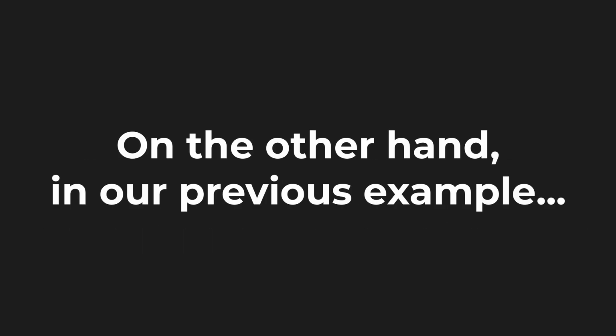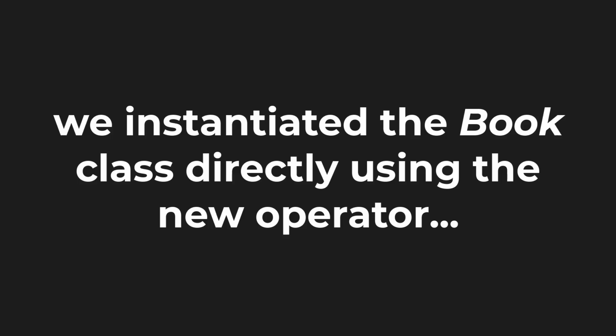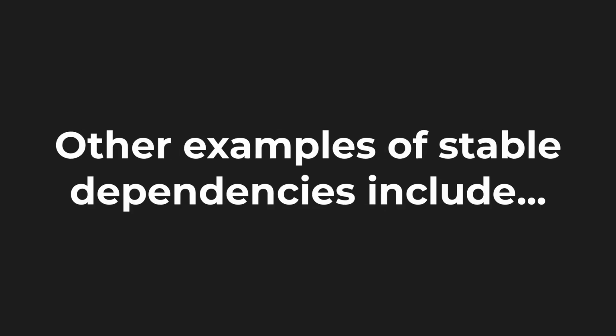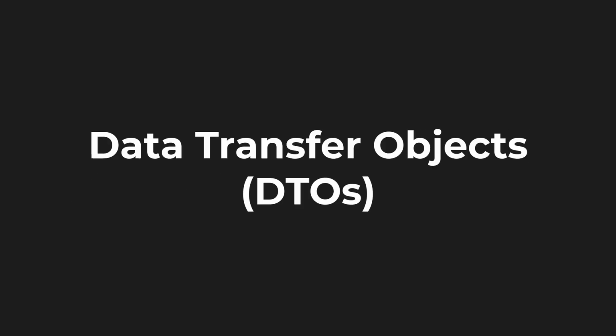On the other hand, in our previous example, we instantiated the Book class directly using the new operator because the Book class was a stable dependency. Other examples of stable dependencies include utility or helper classes and data transfer objects.